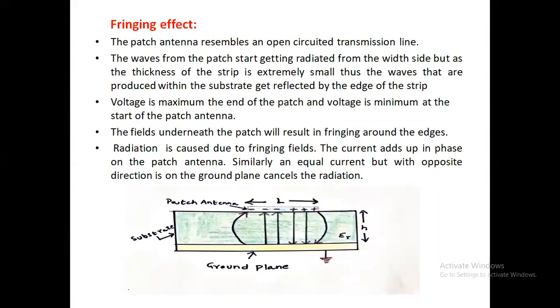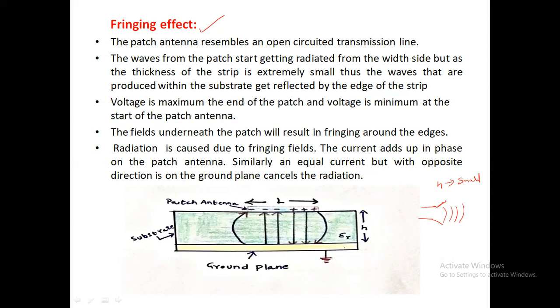And coming to here, as already I said, we can compare this to the open circuited transmission line. The same works out here. So here you can see that the waves from the patch start getting radiated from the width side. As the thickness of strip is extremely small, thus the waves that are produced within the substrate get reflected by the edge of the strip. So what does it mean?